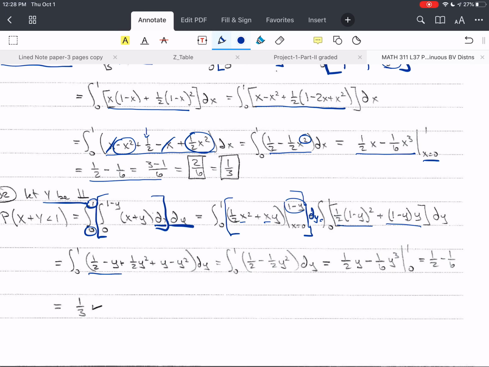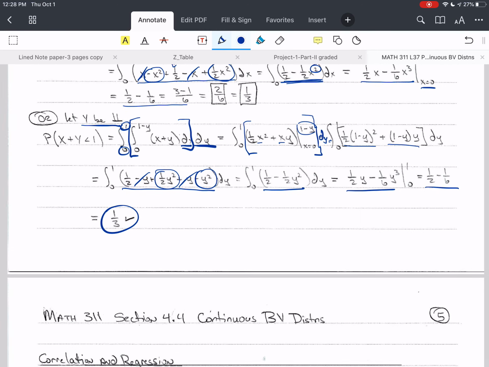And so I simplify here, and I have a negative y and a positive y. I have a 1/2, and then I have a 1/2 y squared minus y squared. So I end up with 1/2 minus 1/2 y squared. Basically the same as up in the x's, except switching x for y. I take the integral of that with respect to y, 1/2 y minus 1/6 y cubed, plug in 0 and 1, end up with, again, 1/3. I'd better end up with the same value both times. All right.